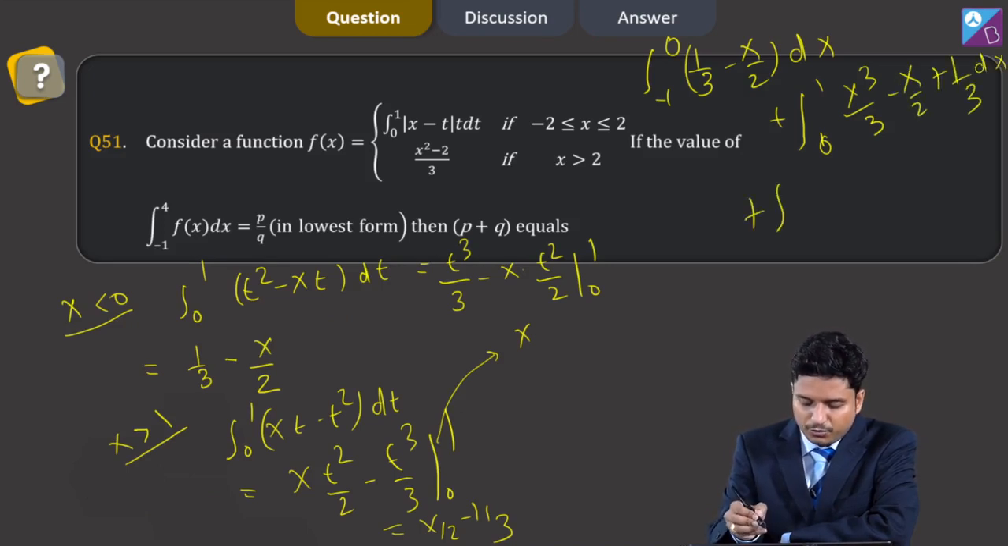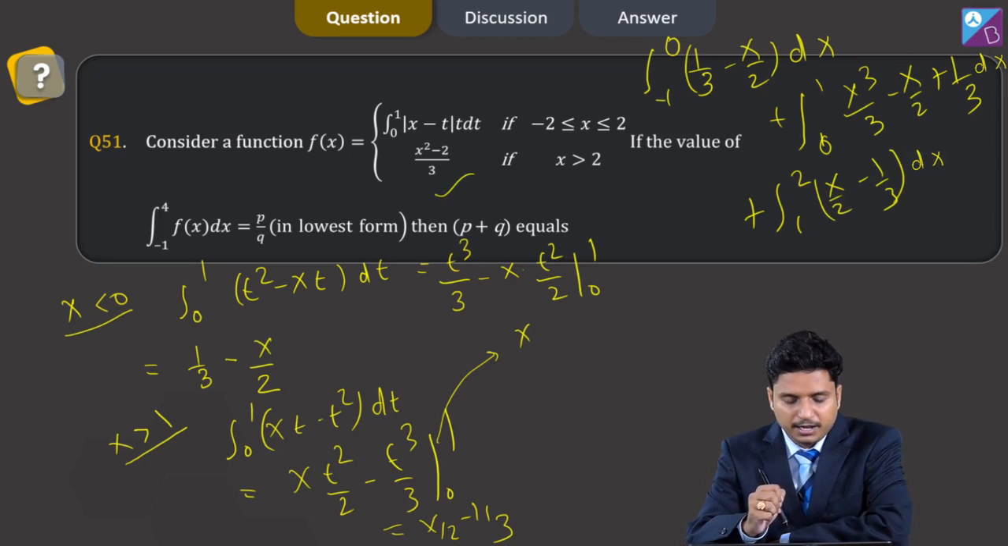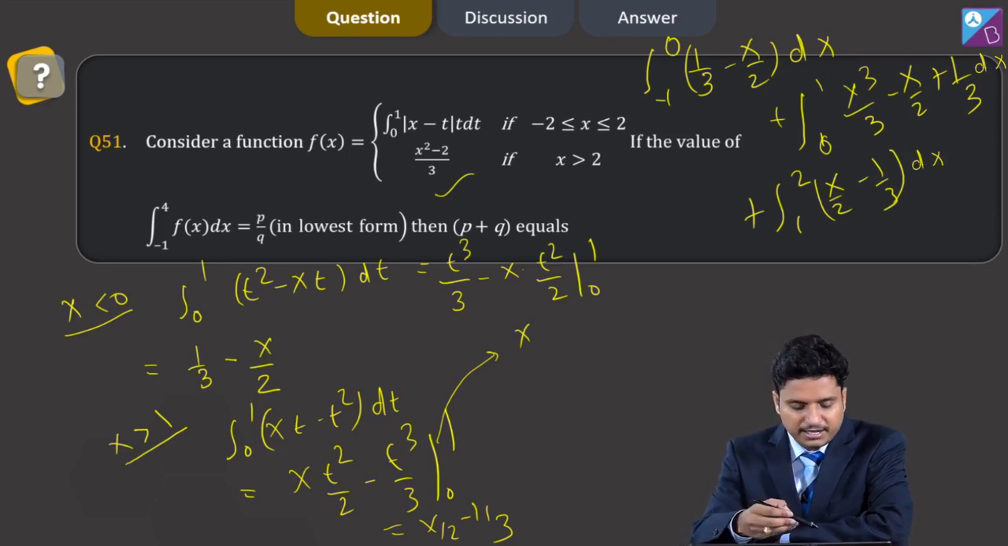From 1 to 2, what you have to integrate? From 1 to 2 you have to integrate x by 2 minus 1 by 3, and from 2 to 4 you have to integrate x square minus 2 by 3. Now you can integrate everything over there and can easily calculate this expression in simplified form p by q.